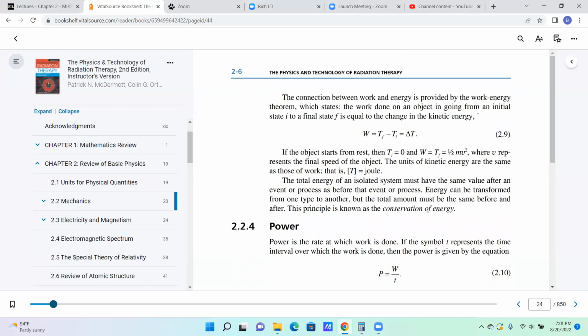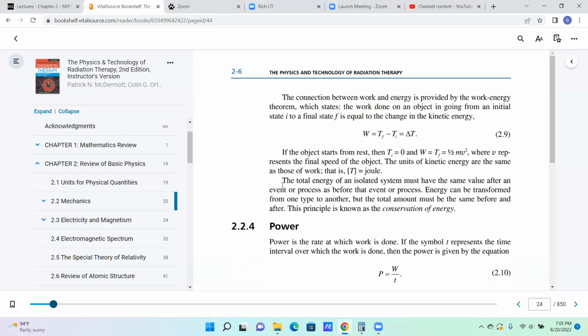The connection between work and energy is provided by the work-energy theorem, which states that the work done on an object going from an initial state to a final state is equal to the change of the kinetic energy. The amount of work that's done on a system is the total kinetic energy we have here minus the total kinetic energy that we had before, and that's going to end up being the difference. So now that we know what that difference in kinetic energy is, we can figure out the work done on an object. Did it add energy to it? Did it take away energy from it?